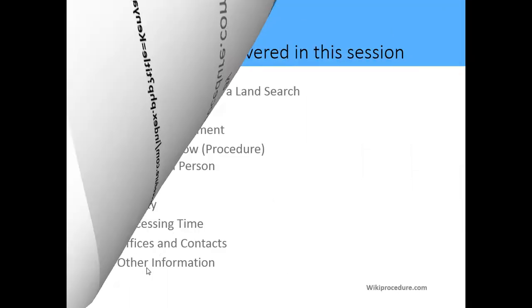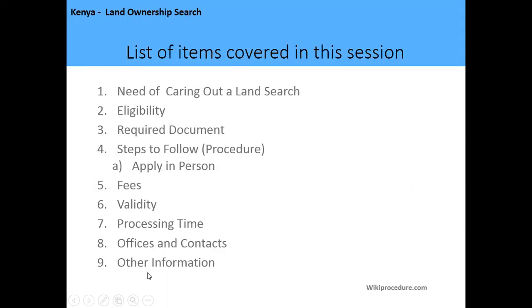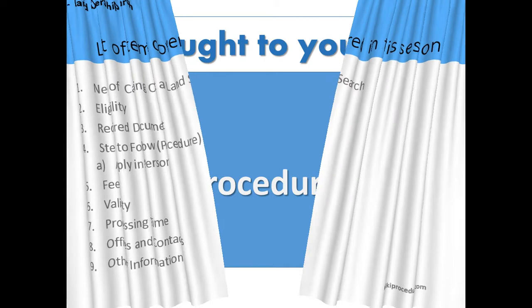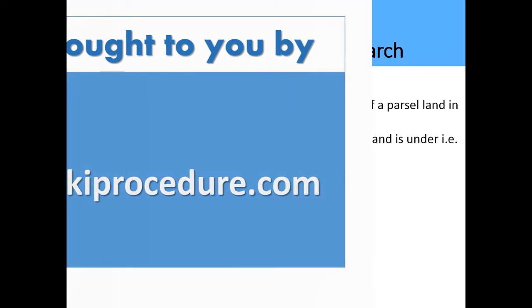The list of items which we're going to cover in this session include the need of carrying out a land search, the eligibility, the required documents, steps to follow in making the applications, the fees, validity period, processing time, office location and contact information, and any other information that may be relevant on how to perform the land ownership search in Kenya. So welcome to our presentation today, which is brought to you by wikiprocedure.com.